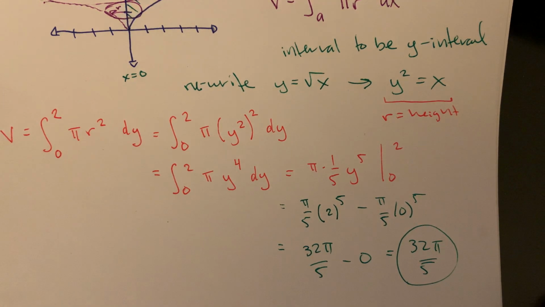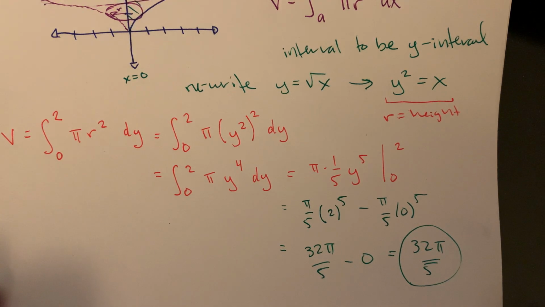I'm going to do another video here, and I'm going to take a region and do setups where it's rotated from the x perspective and then rotated from the y perspective. So I'll do one setup rotated around the x and one setup rotated around the y. But that's in the next video, so you don't need to hear about that right now. The volume we're getting in this case is just 32 pi over 5.